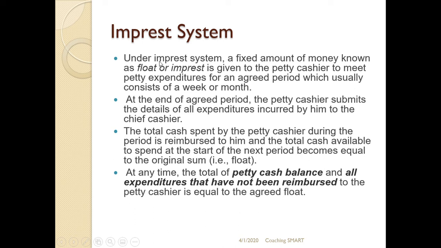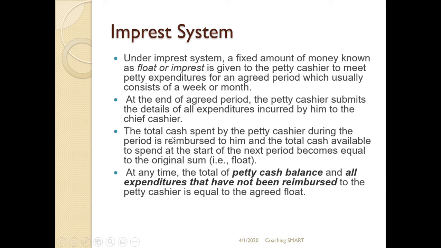Now the float money must be spent within a given period of time, which is maybe a week or a month. At the end of the agreed period, the petty cashier submits the details of expenditure incurred by him to the chief cashier. The total cash spent by the petty cashier during the period is reimbursed to him, and the total cash available to spend at the start of the next period becomes equal to the original sum.